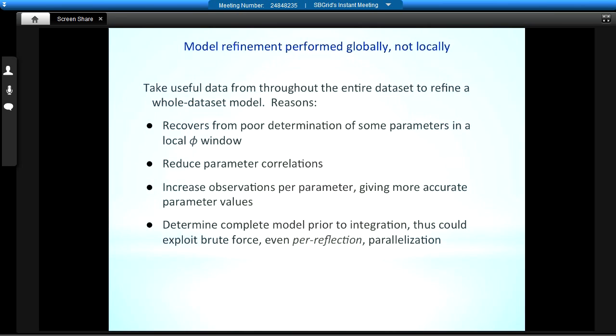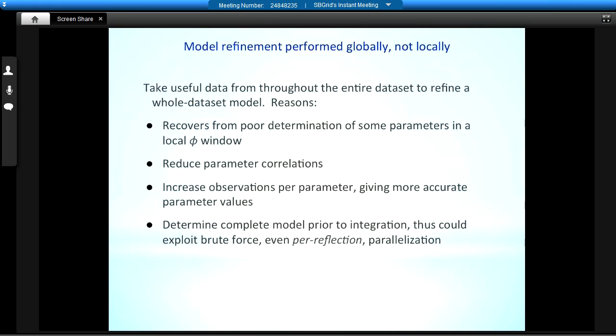of C. It reduces some of the parameter correlations, such as, is it a crystal rotation or is it the rotation of the detector? The detector isn't completely square. So those parameters are correlated for certain crystal orientations, but not for others.